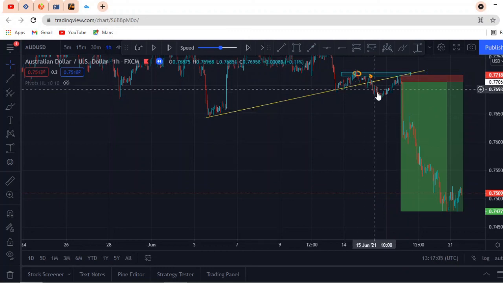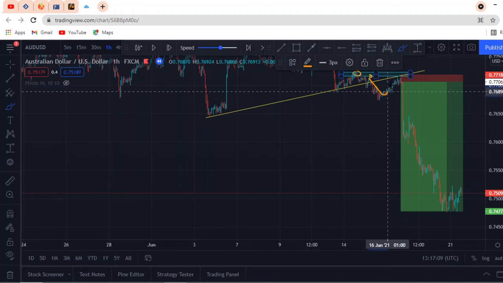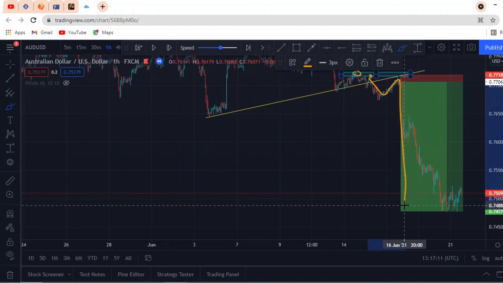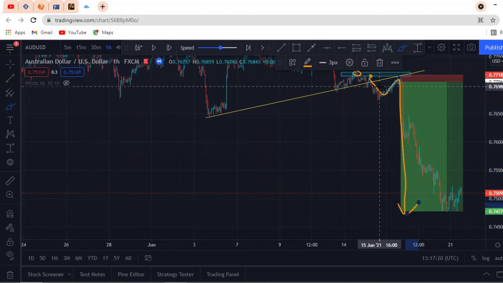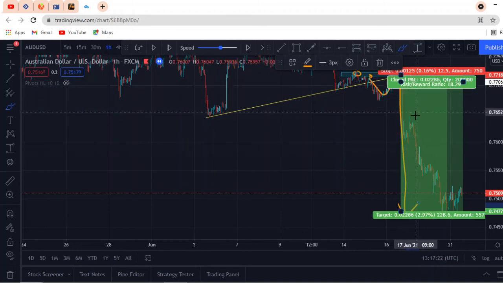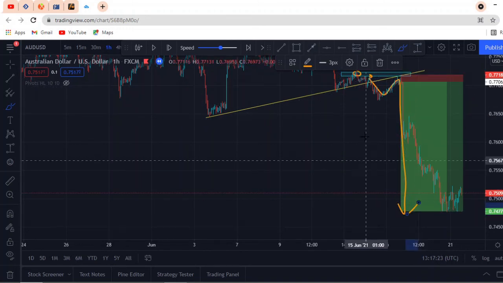So this is a very nice, amazing breakout strategy. Break, retest, and then push to the downside that you can take advantage of and catch such big moves.